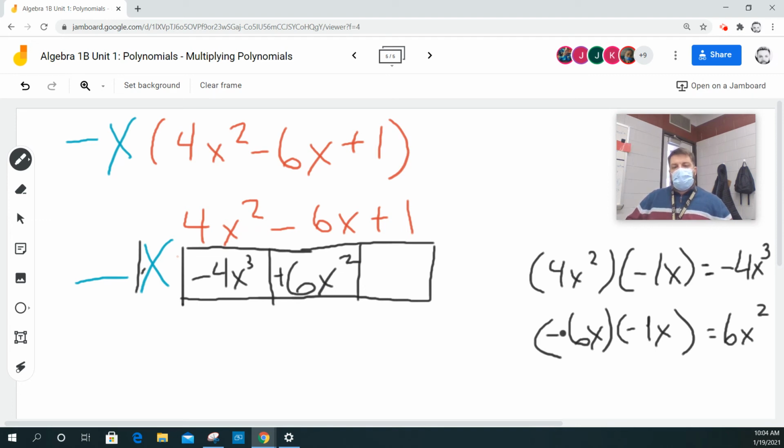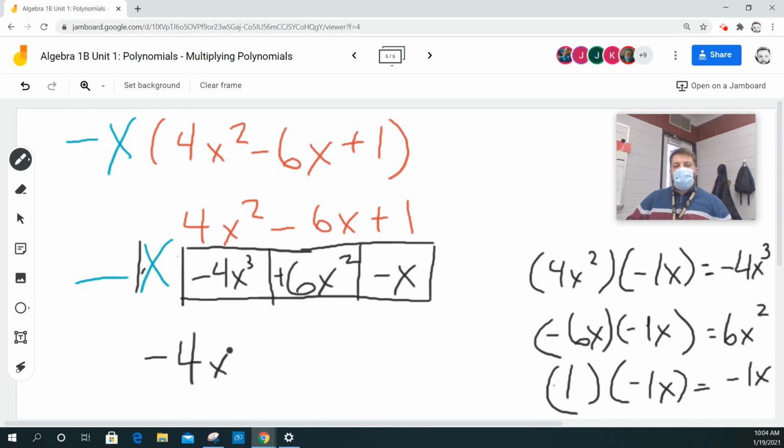Negative 1x times 1. So if I say 1 times negative 1x, I just get negative 1x, which I could just say negative x. So then my final answer is minus 4x cubed plus 6x squared minus x.